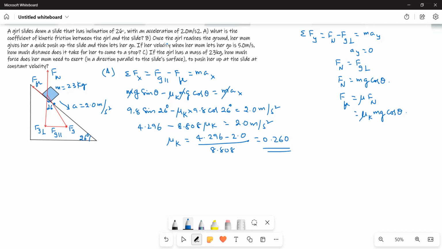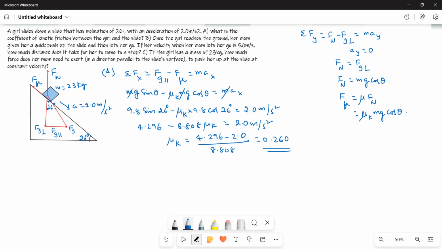Okay, next what we have to find out. Once the girl reaches the ground, her mom gives her a quick push up the slide and then lets her go. If her velocity when her mom lets her go is 5 meters per second, how much distance does it take for her to come to a stop? For this, we have to find out the distance. So acceleration we have to find out first. Then we will find out the distance.